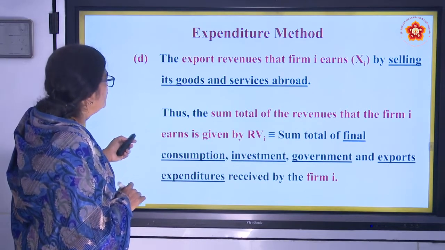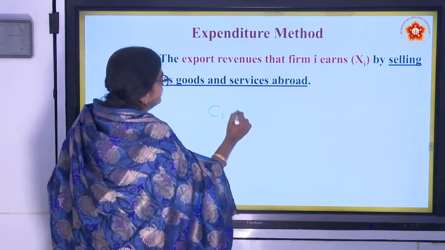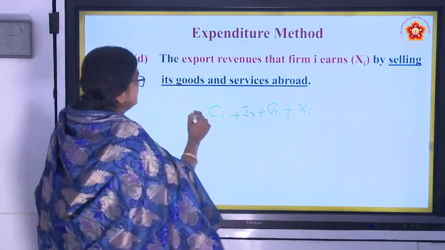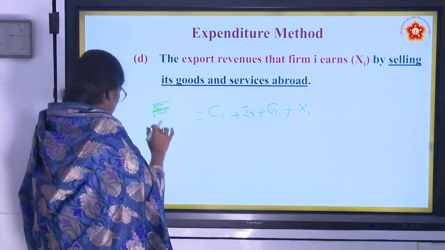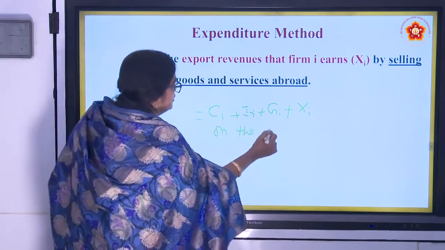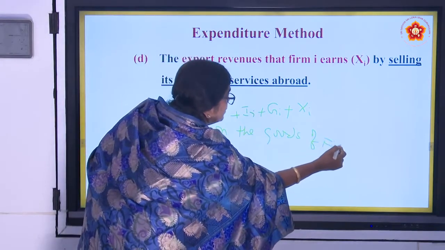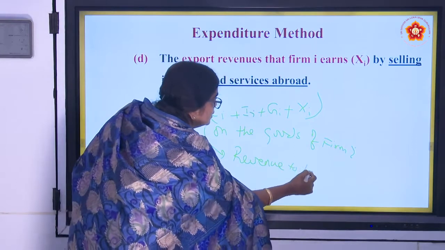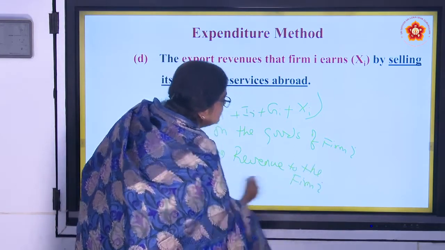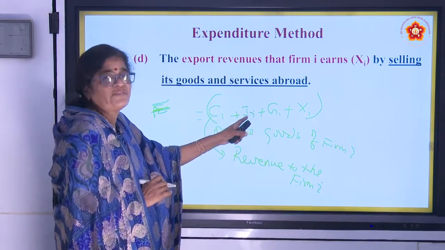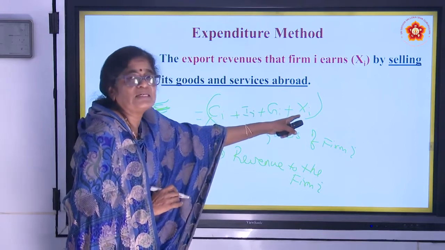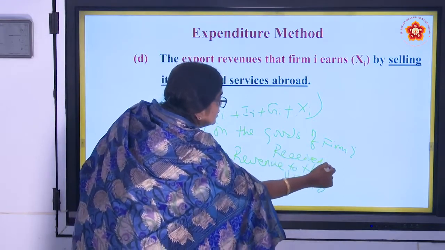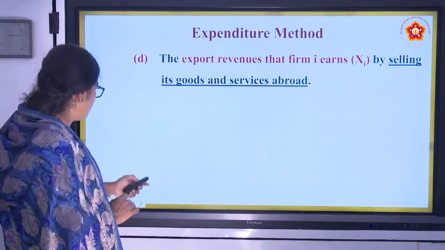We have already said consumption expenditure plus investment expenditure plus government expenditure plus XI. These are the expenditures incurred by other sectors on the goods of firm I. Therefore, all these will be revenue to firm I. They are expenditures for the consumers, the firms, the government, the foreigners. But when it comes to firm I, it will be received as revenue. I hope you understood. That's what we are going to explain now.